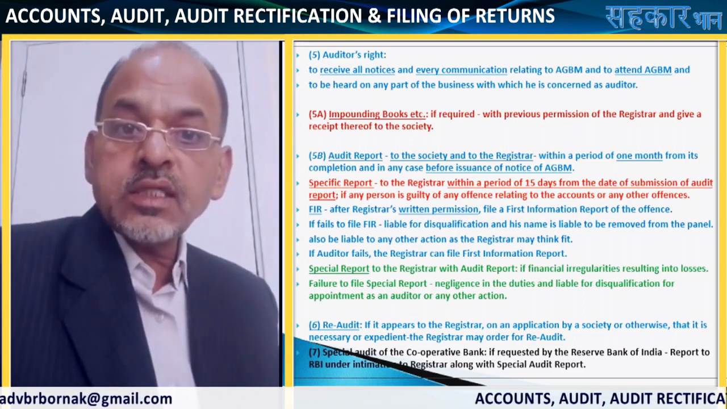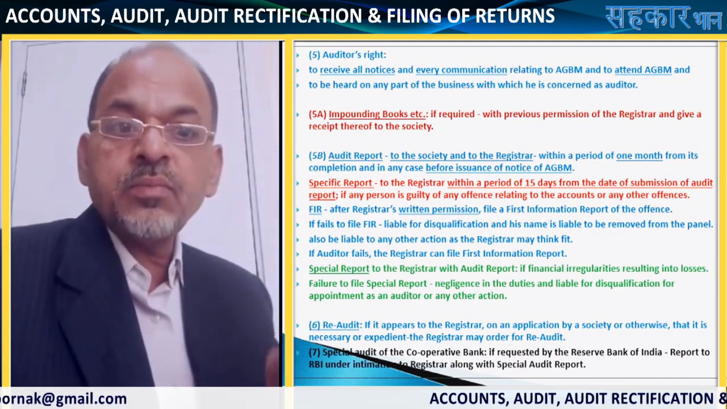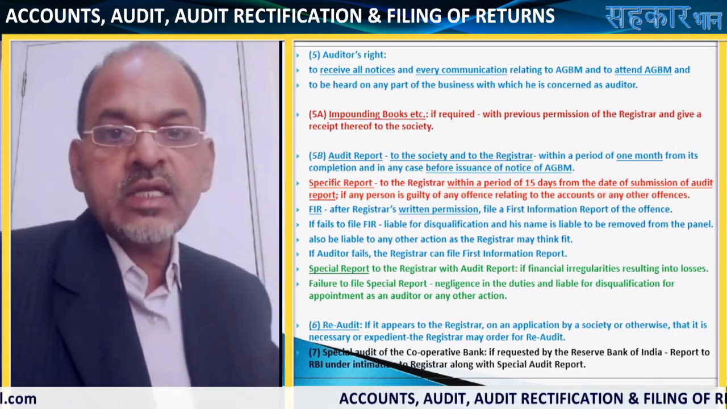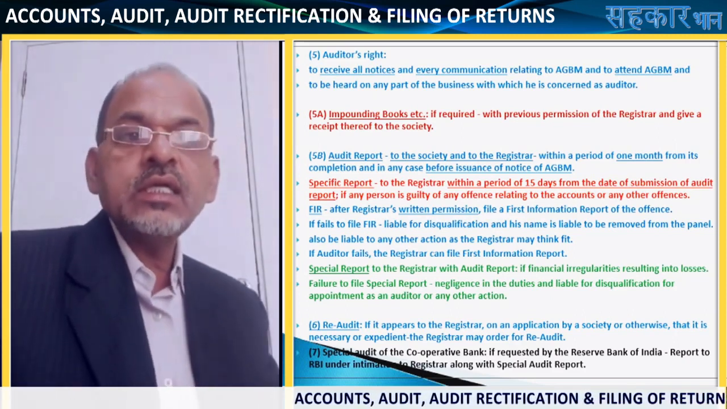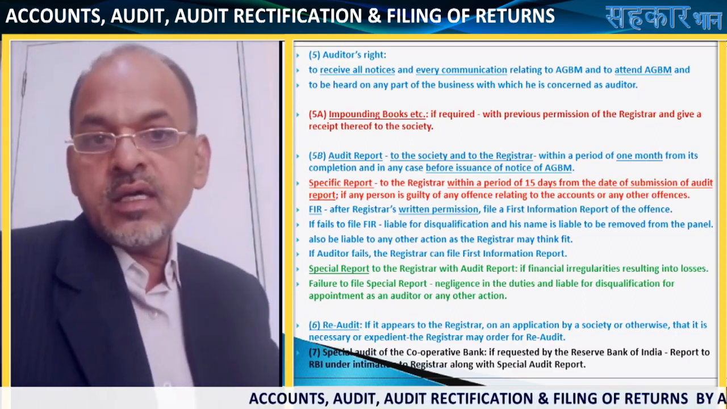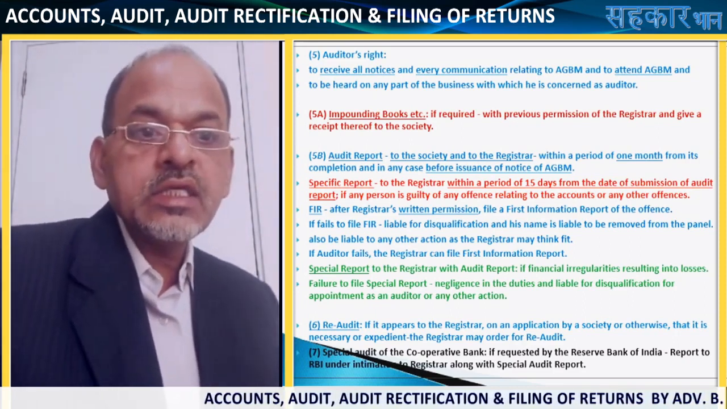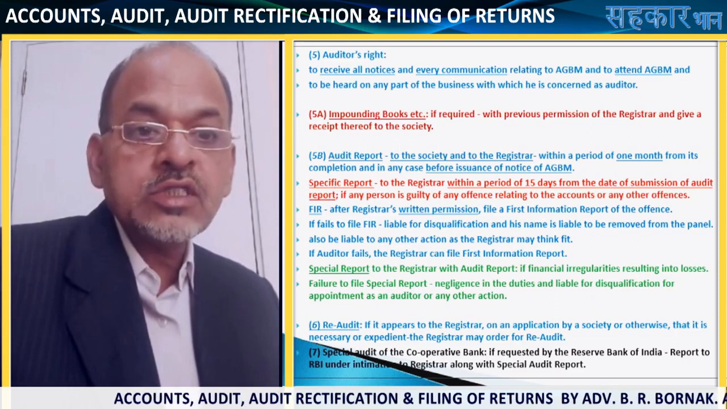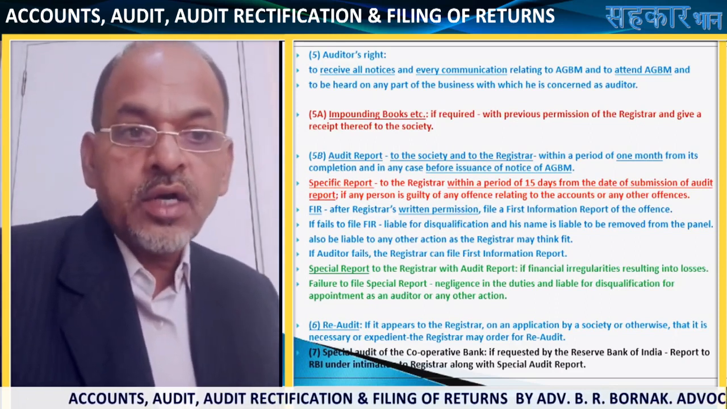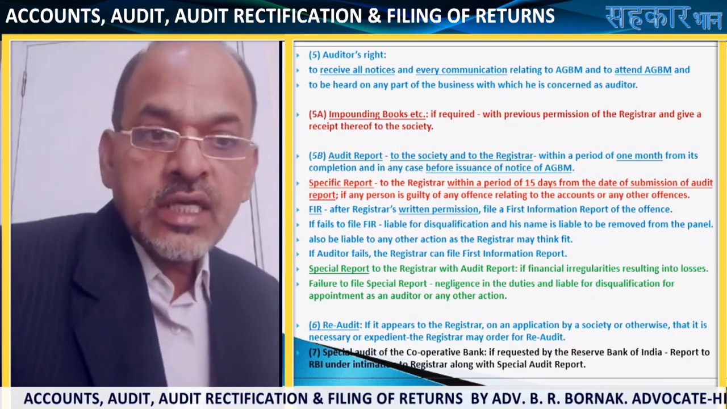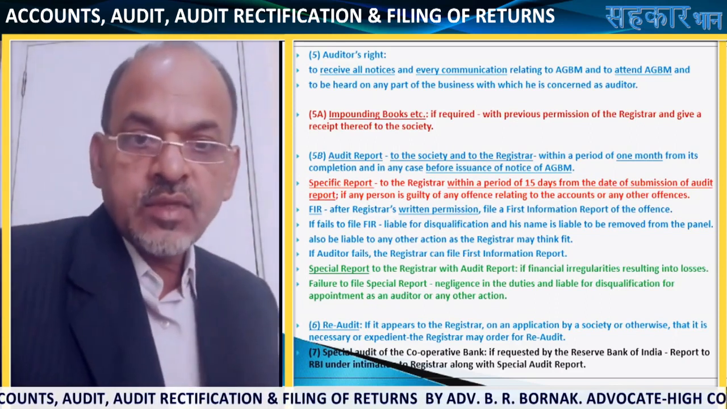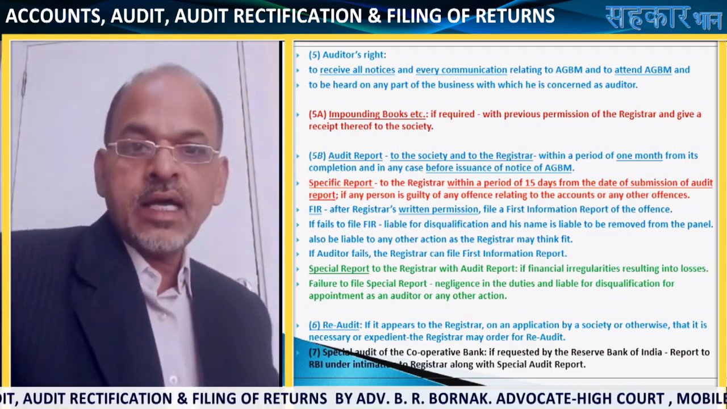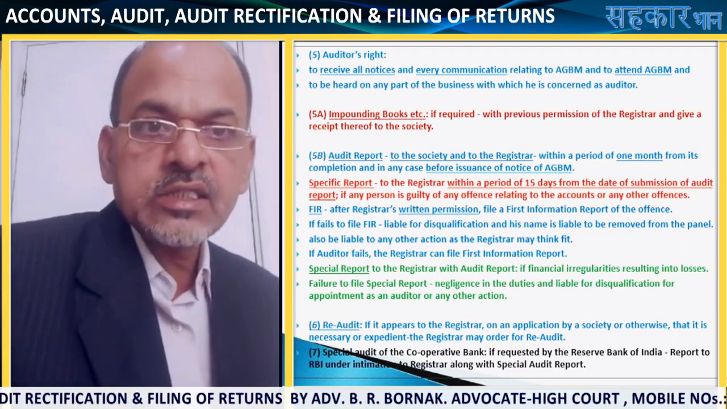If the auditor fails to prepare a special report and submit it to the registrar, then the same action can be taken against the auditor. What is that action? The auditor will be treated as liable for negligence in his duties, and he will be liable for disqualification from appointment as an auditor, and other action can be initiated against him. So if he fails to prepare a special report and file the FIR, action can be taken against the auditor.